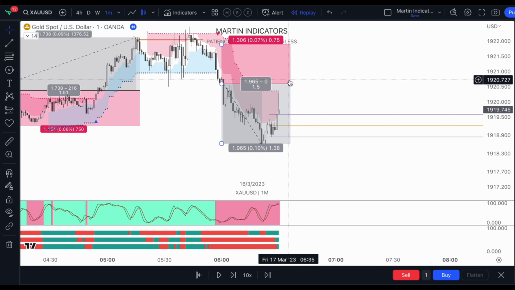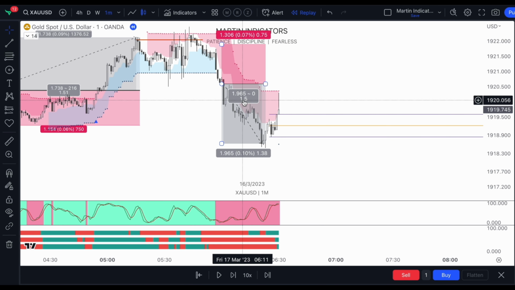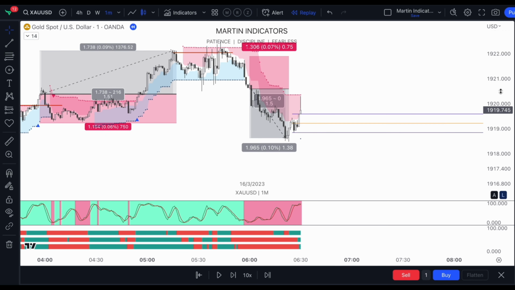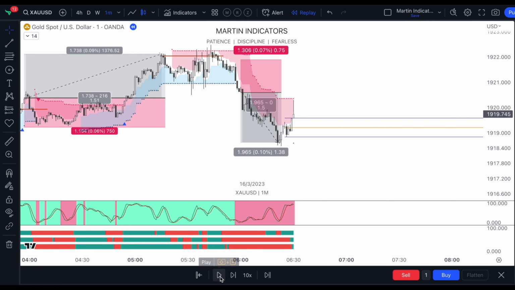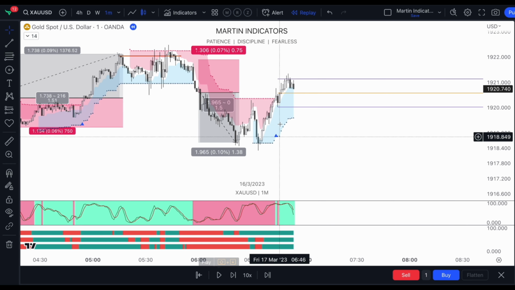Boom, target hit. Why we have selected this is because we have backtested so many days of gold, and I've just noticed that 1.5 risk reward works perfect on gold. So let's move on. There was no valid signal here because everything is closing right below the other candles.